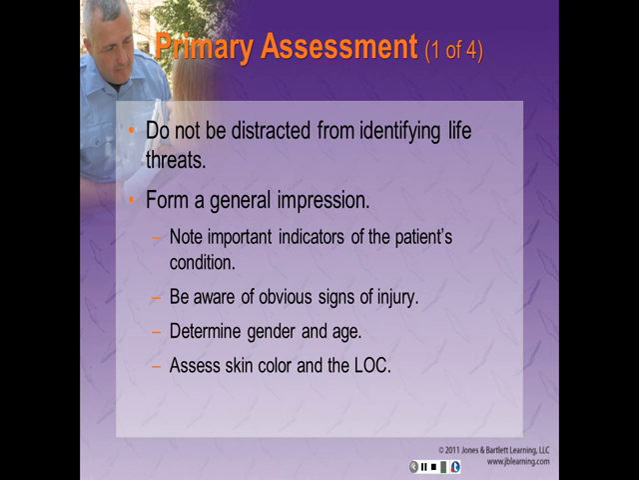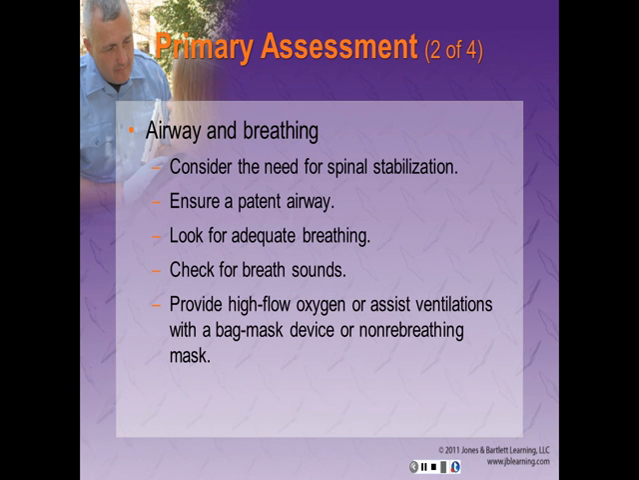Primary assessment. Do not be distracted from identifying life threats. You need to form a general impression of your patient. You need to note important indicators that may alert you to the seriousness of your patient's condition. And you must be aware of obvious signs of injury and distress, such as a facial grimace. Determine your patient's sex and age and assess for skin color and determine level of consciousness using AVPU.